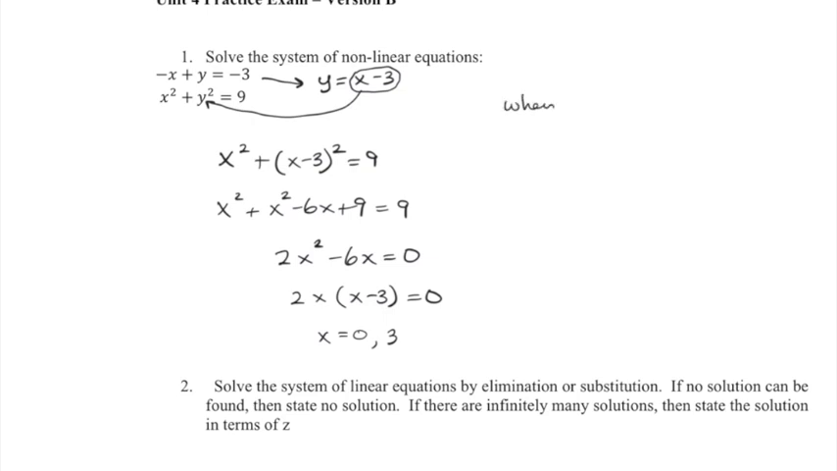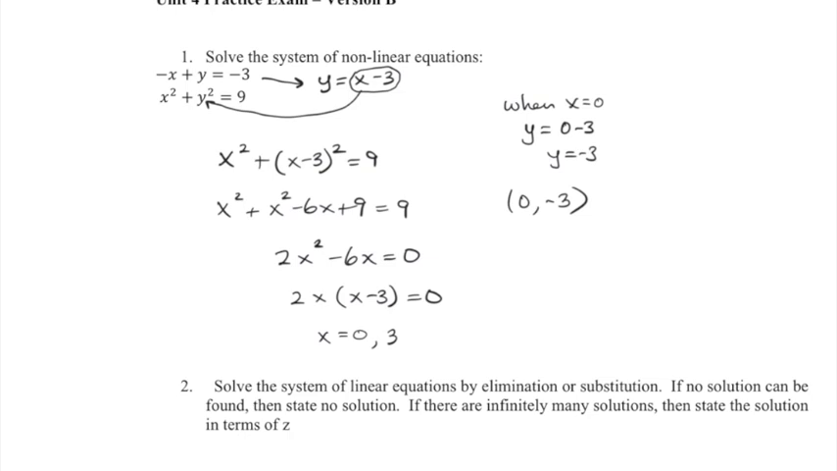So when x equals 0, we need to solve for y. So we can use this equation here. So when x equals 0, y then equals, instead of x minus 3, I'm going to replace that x with 0. So this is 0 minus 3, which means y equals negative 3. So one of the solutions is when x equals 0, y equals negative 3.